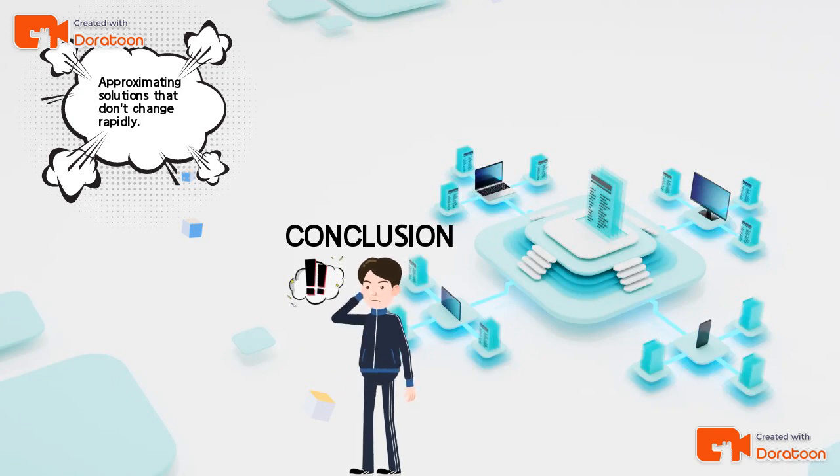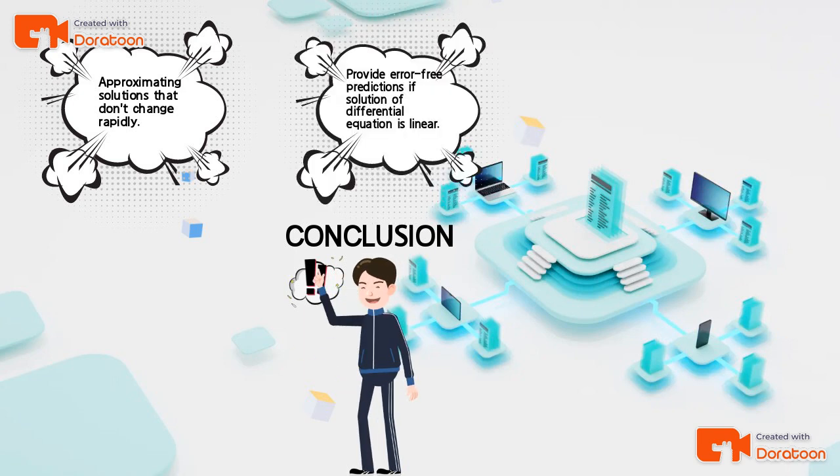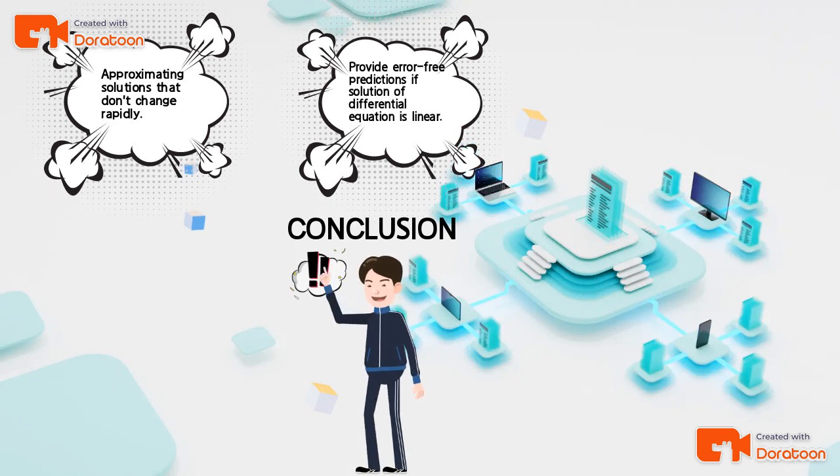For conclusion, Euler method is one of the methods for approximating solutions that do not change rapidly. We generally try to find bounds on the error that will tell us how well an approximation should do. Next, this method will provide error-free predictions if the solution of the differential equation is linear, because for a straight line, the second derivative would be zero. Also, we know that Euler method is a first-order method to solve ordinary differential equations with a given initial value.